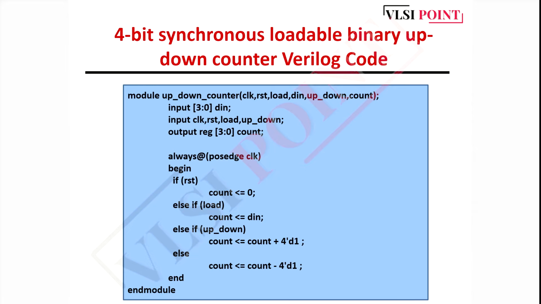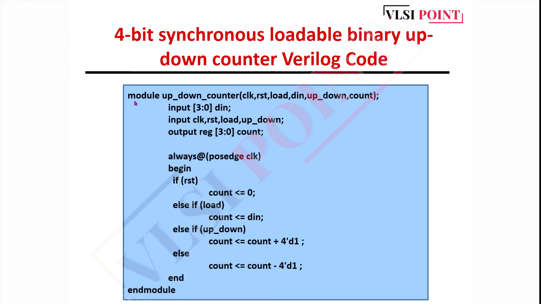This is the third example, which is a 4-bit synchronous loadable binary up-down counter. Most of the students have doubts about how to write the Verilog code for the counter circuit, because we have different categories of counters: up counter, down counter, up-down counter, then loadable counter, synchronous counter, asynchronous counter. That's why I have chosen this example. Actually, I am trying to cover most of the topics through these examples so that students can clear whatever small doubts they have.